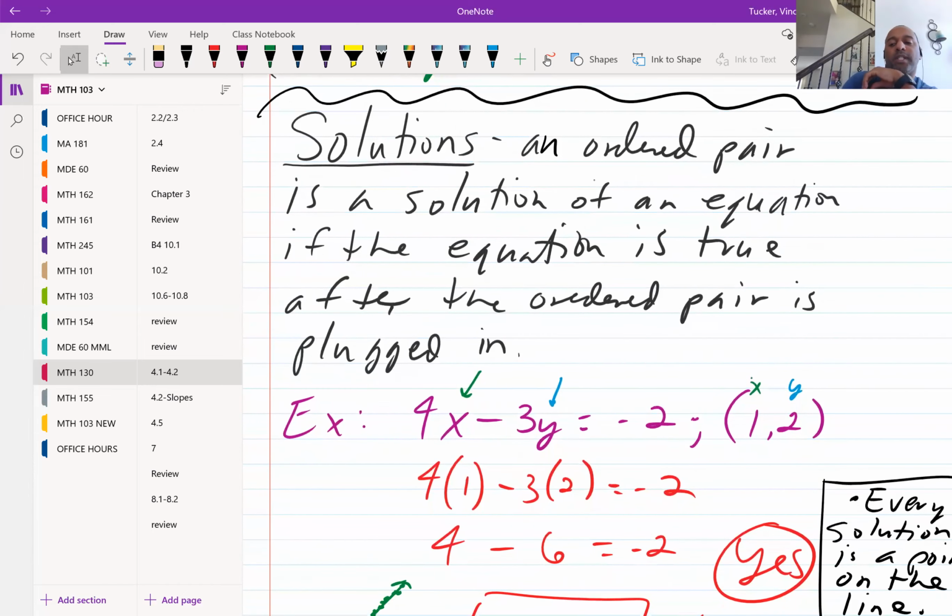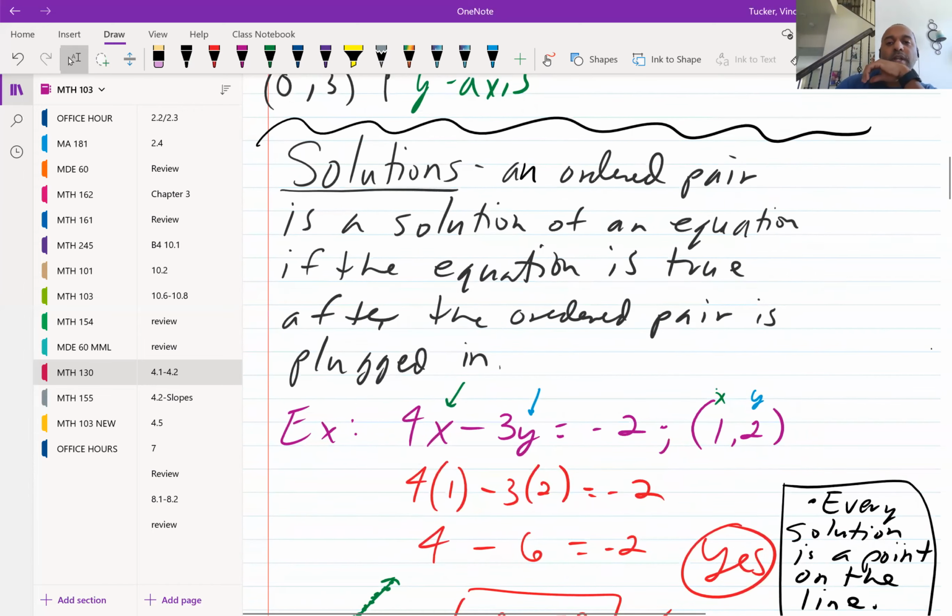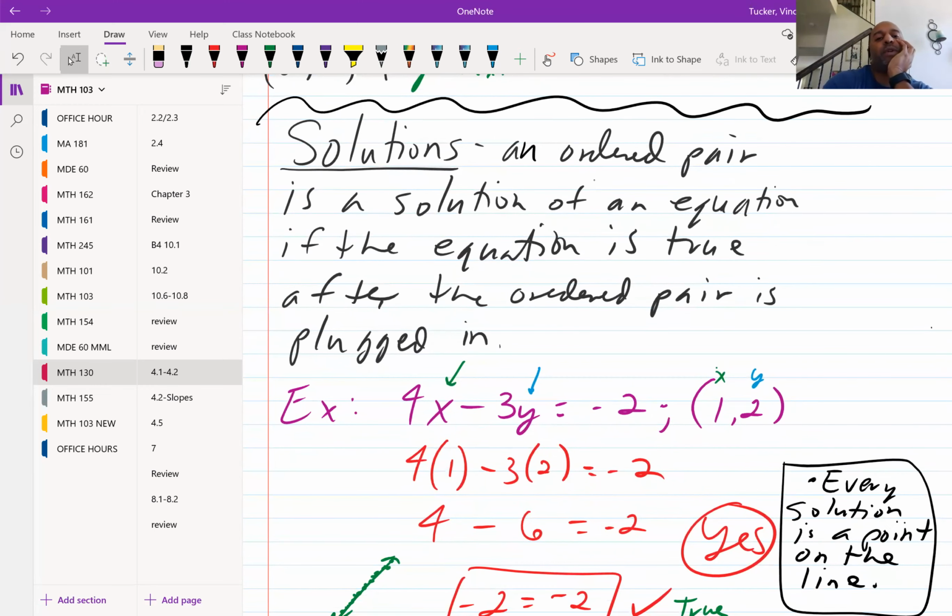So solutions is the next thing to talk about. An ordered pair is a solution of an equation if the equation is true after the ordered pair is plugged in. We talked about that before with your regular solutions, but this time we have an x and a y that we're going to plug into the equation. So I'll let you write it down. Ordered pair, yes.